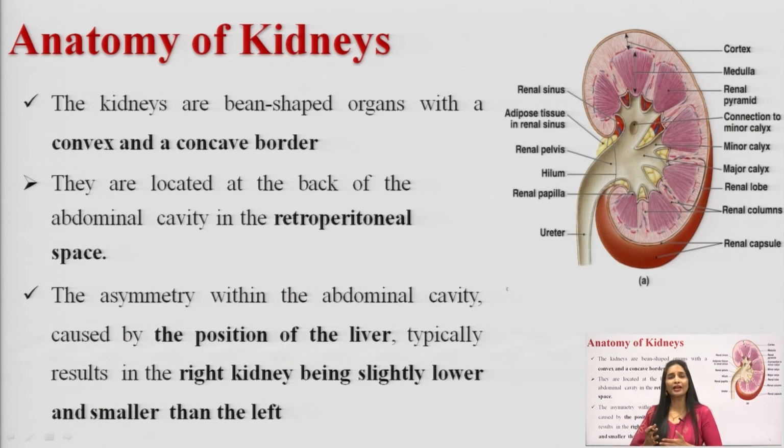Right. In the previous slide I said that the kidney size will differ. So why does the size differ? This is the reason: because of asymmetry within the abdominal cavity, which is caused by the position of the liver. Due to the position of the liver, the right kidney is slightly lower than the left kidney.